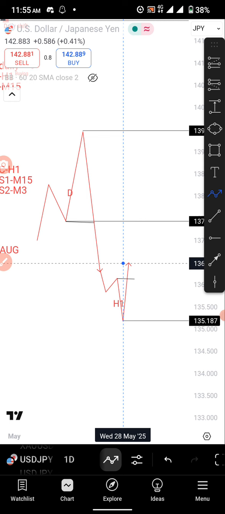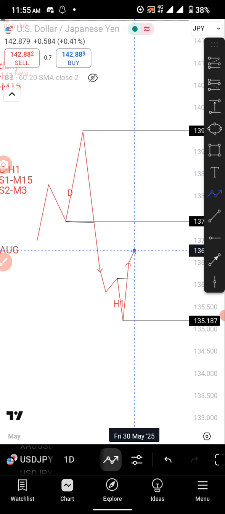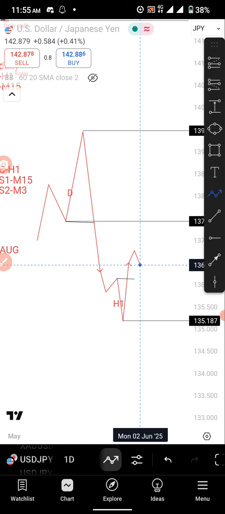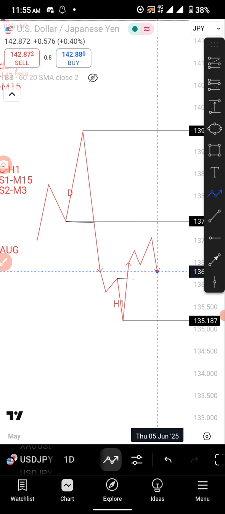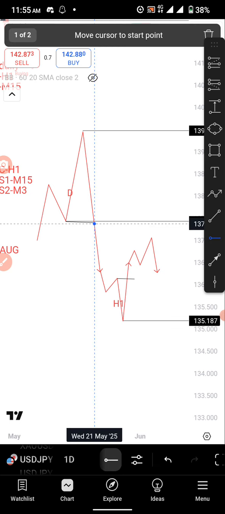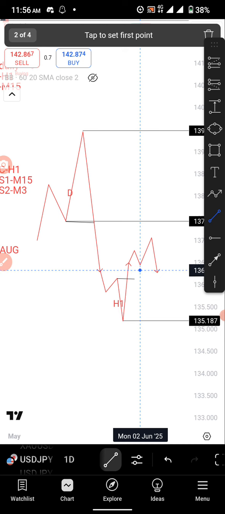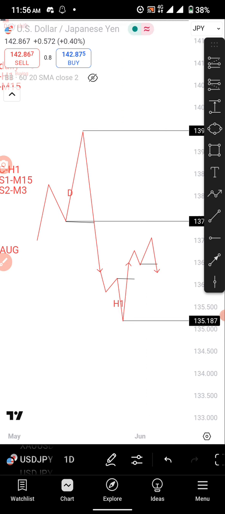M15 has to do a shift which will lead us back below to the H1 buying points. So that is the shift of M what? M15. If you see this, it's a confirmation that we are supposed to come back to these areas for sales.